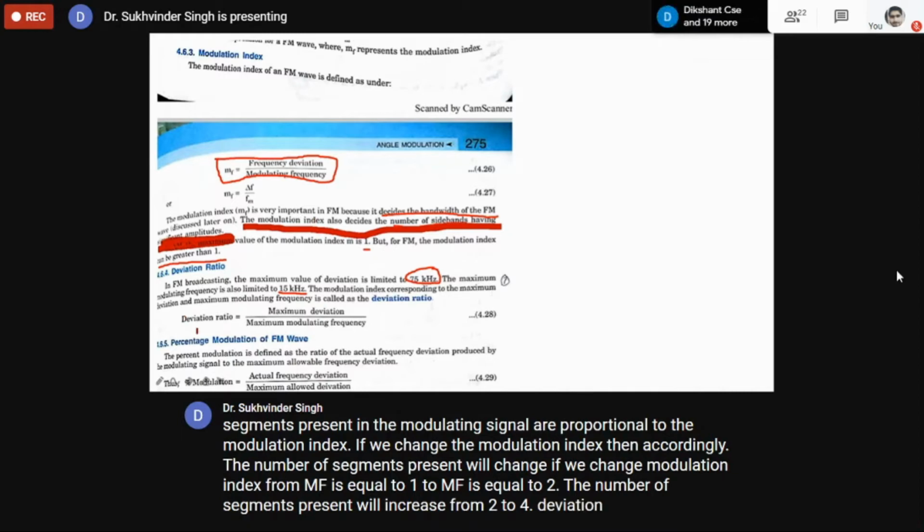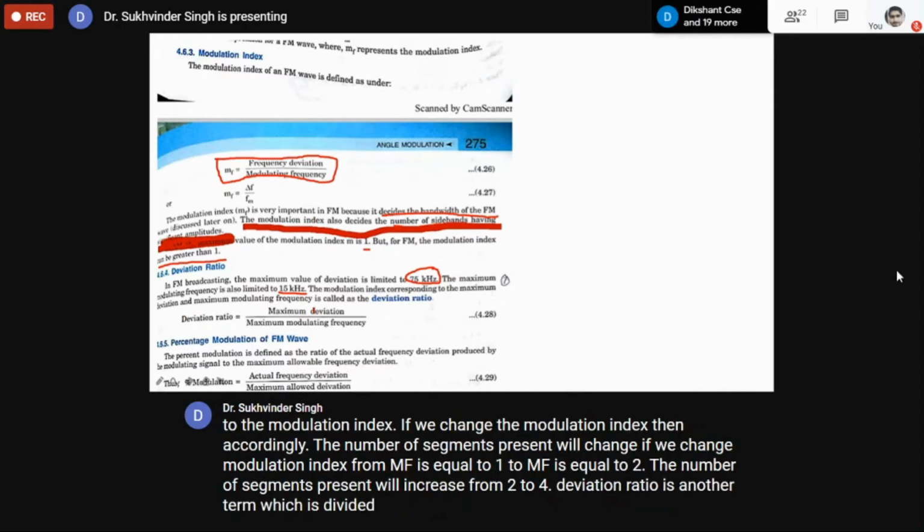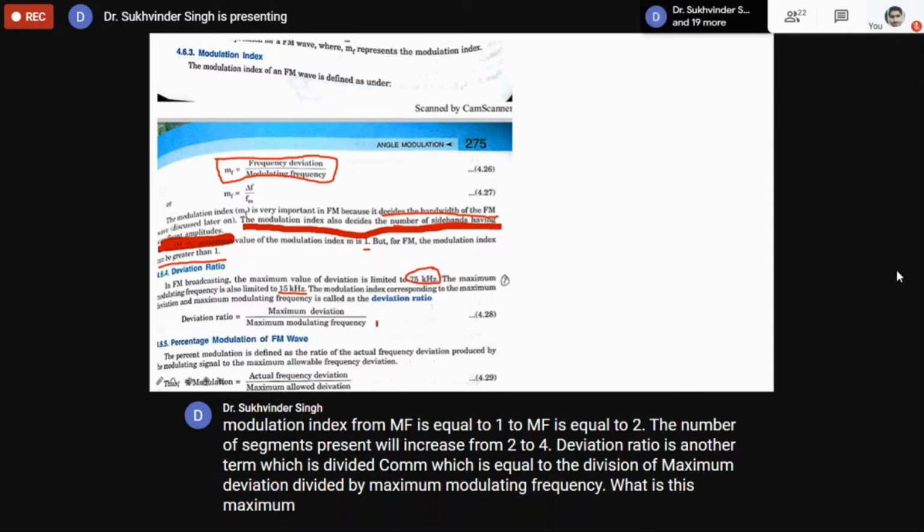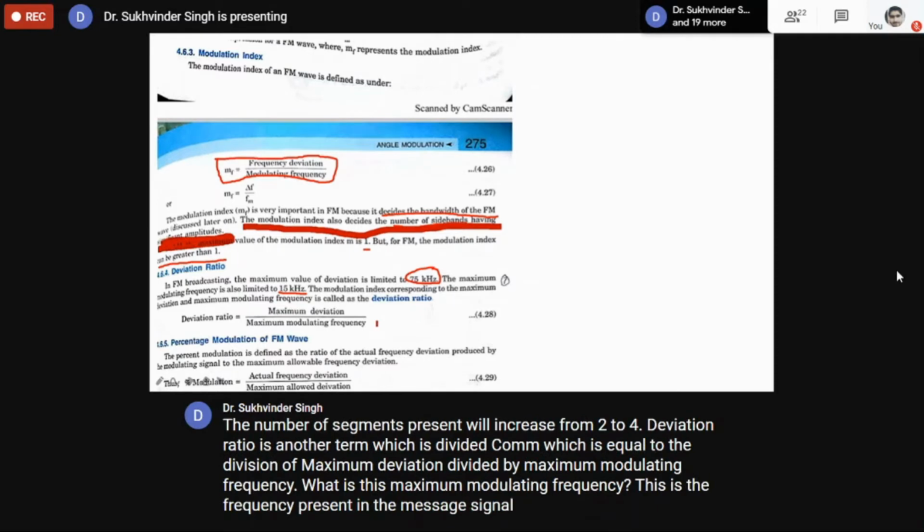Deviation ratio is another term which is equal to the maximum deviation divided by maximum modulating frequency. What is this maximum modulating frequency? This is the frequency present in the message signal which we have to modulate.